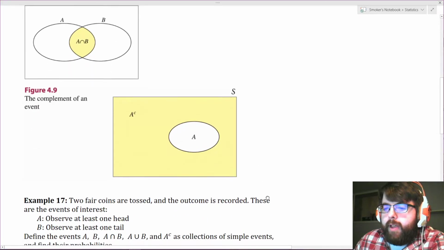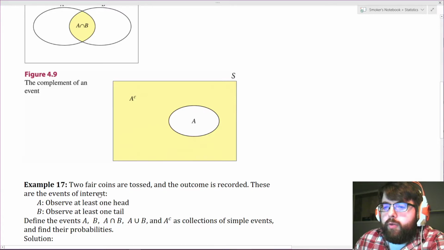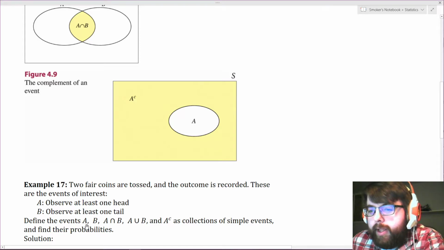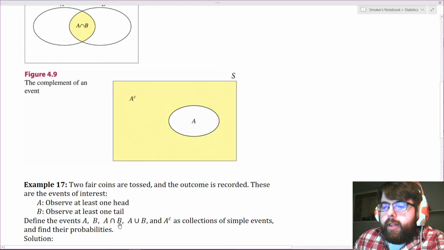Okay, let's look at an example. Two fair coins are tossed. The outcome is recorded. The events of interest are observing at least one head and at least one tail. We're going to define A and B, the intersection of A and B, the union of A and B, and the complement also.